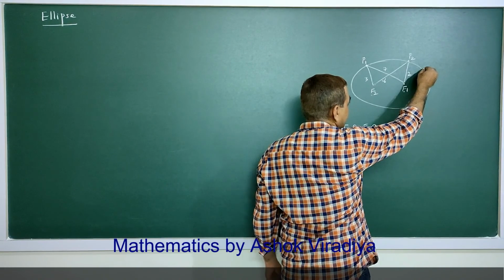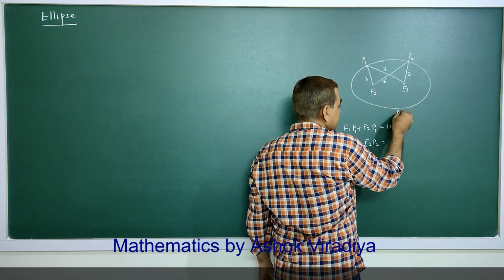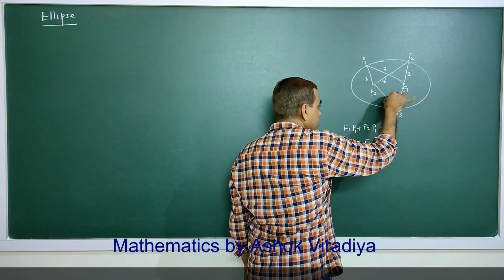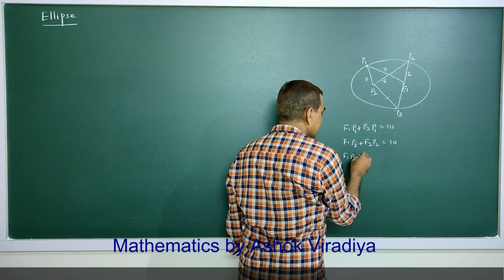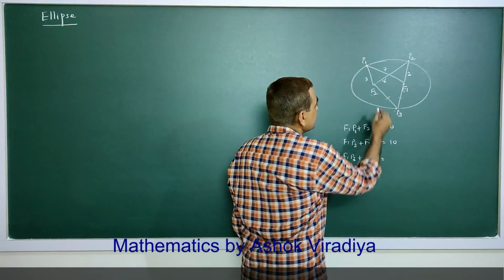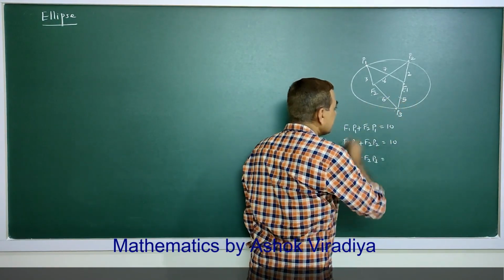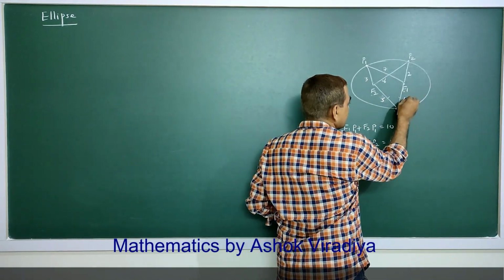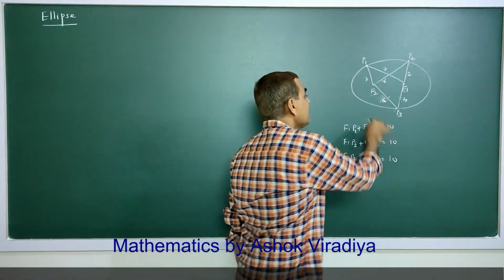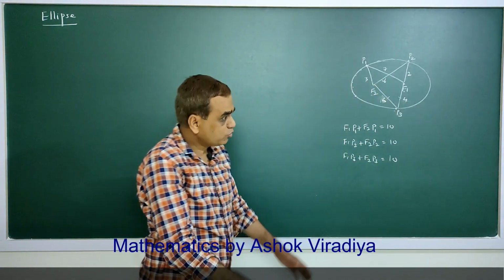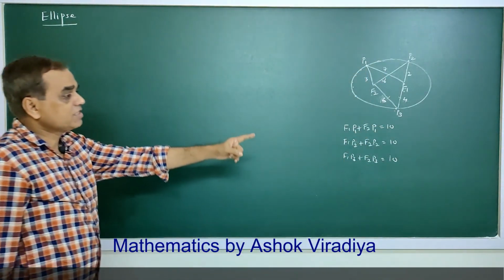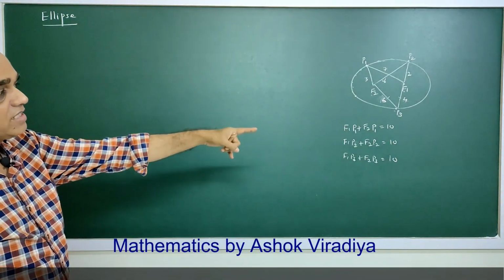When P comes to any point on this ellipse, suppose it is P3, then the sum of the distances of this point from F1 and from F2, that is F1P3 plus F2P3, remains constant. If this is 5, this will be 5. If this is 4, this will be 6. The total remains constant, 6 plus 4, 10. So if we select any point on this ellipse, the sum of its distances from the two fixed points will always be constant. So that is the property of the set of points of an ellipse.